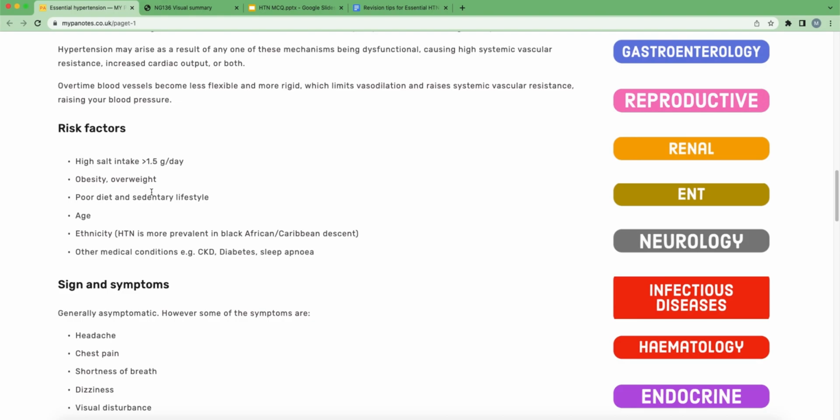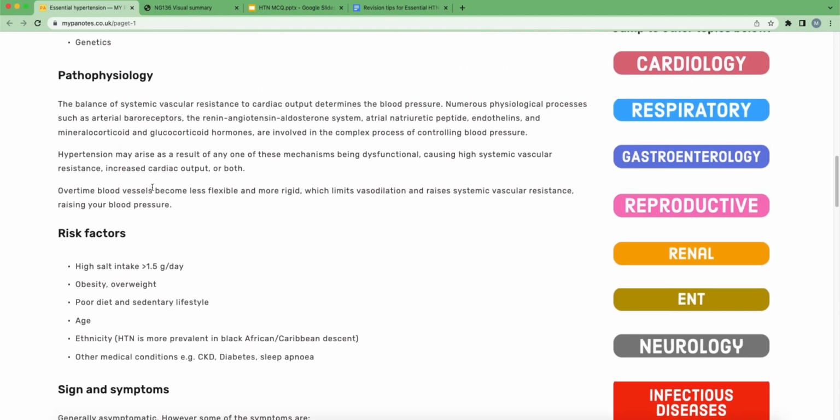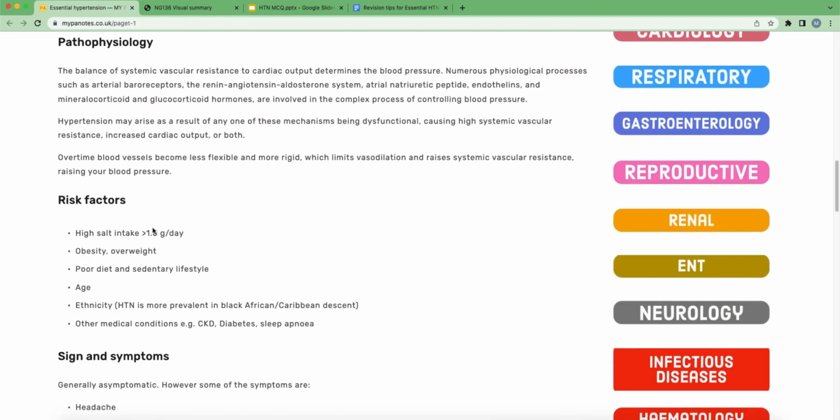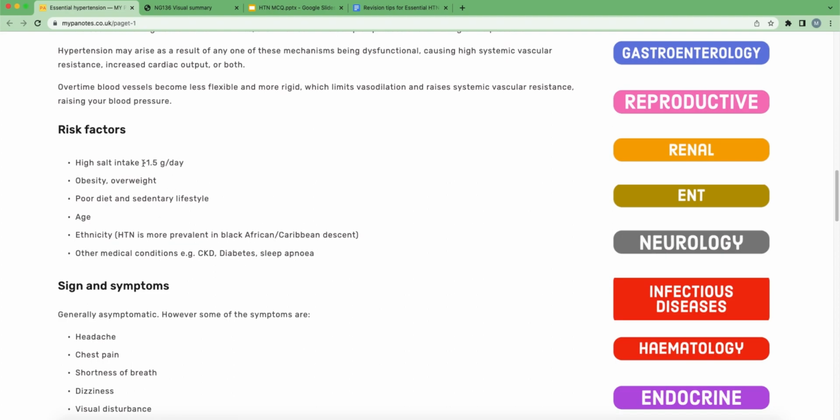So what are the common risk factors? It's very similar to the etiology anyway. High salt intake, about 1.5 grams per day. It's quite a lot, but if you have a couple of burgers, there you go. You've got enough to achieve this, really.